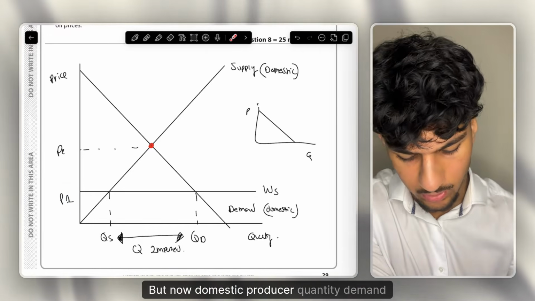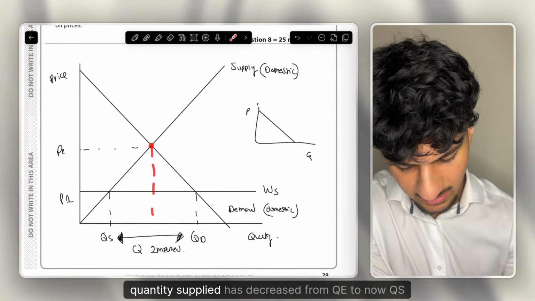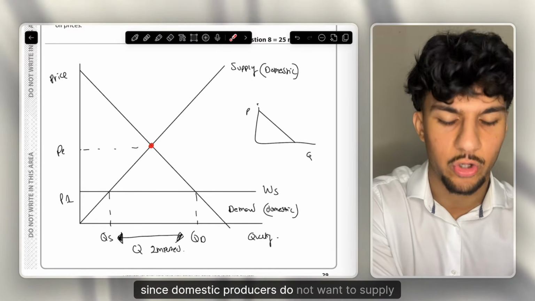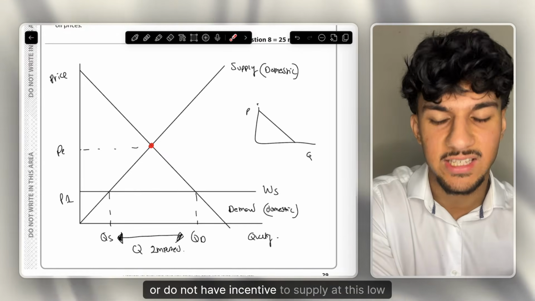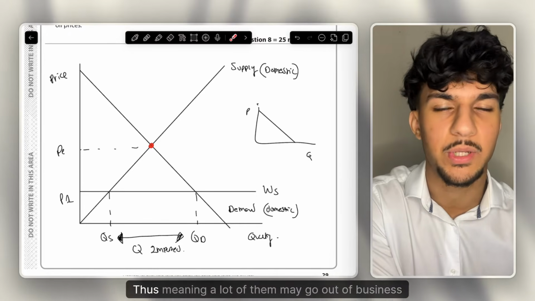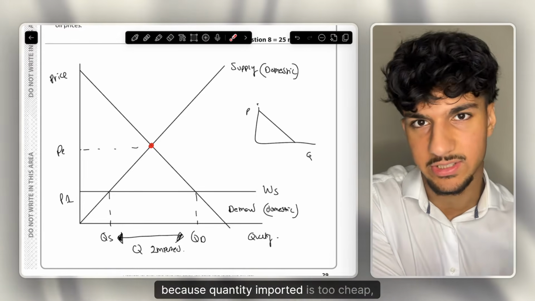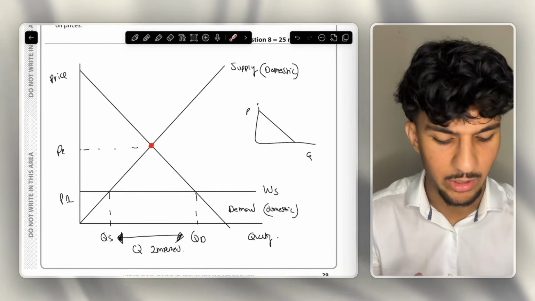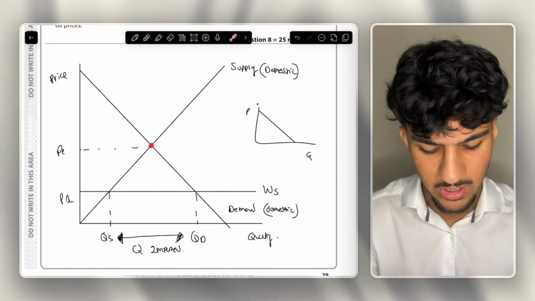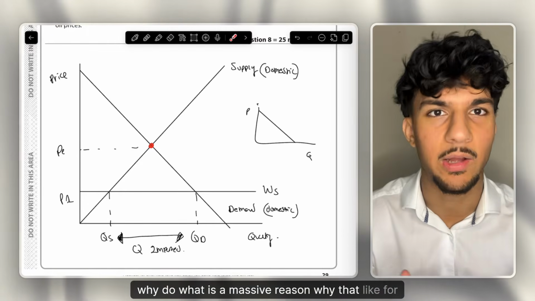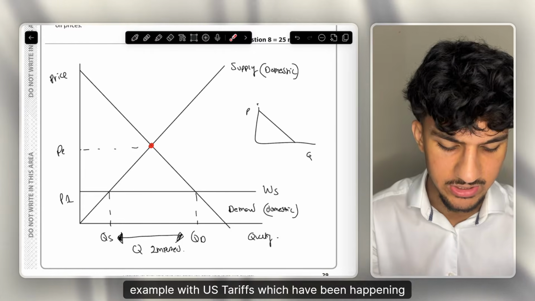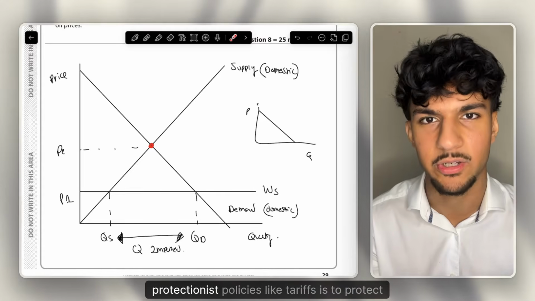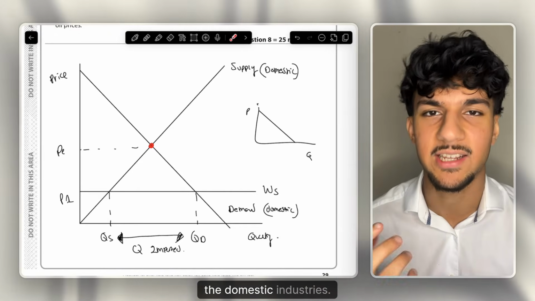But now domestic producer quantity supplied has decreased from QE to QS, since domestic producers do not have the incentive to supply at this low price of P1, meaning a lot of them may go out of business because the quantity imported is too cheap. This links to several parts of the spec, like the current account, and to protectionism. A massive reason that presidents set up protectionist policies like tariffs, for example the US tariffs which have been happening recently, is to protect domestic industries.